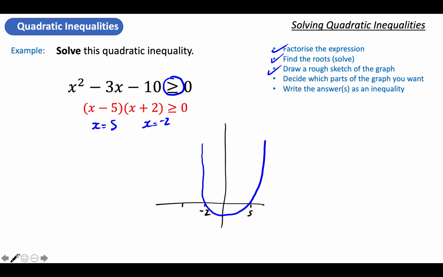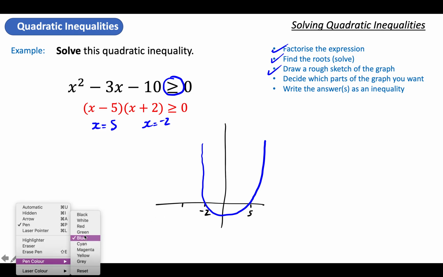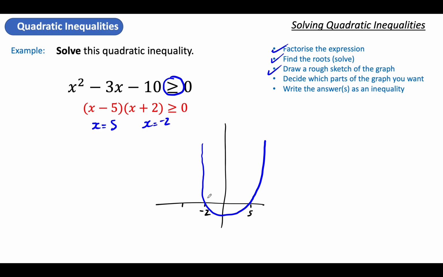So the bits of the graph that we're after, and it does help to show this in another pen, is that bit there, because that's the bit that's greater than 0. It's above the ground, isn't it? It's above the x-axis. That's where y is greater than 0, which means we're after the x-axis this side of -2 and this side of +5.